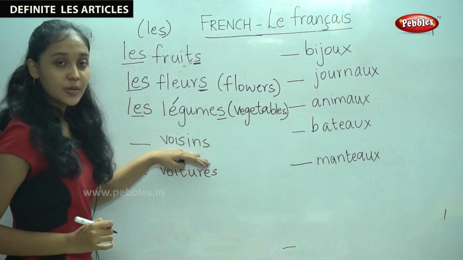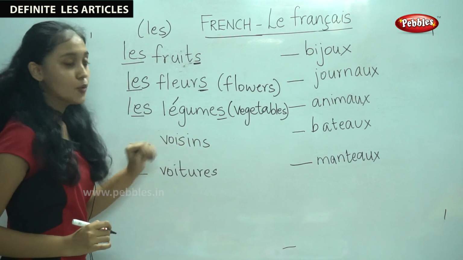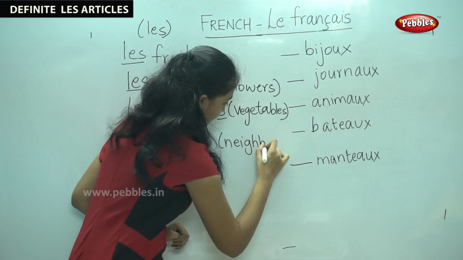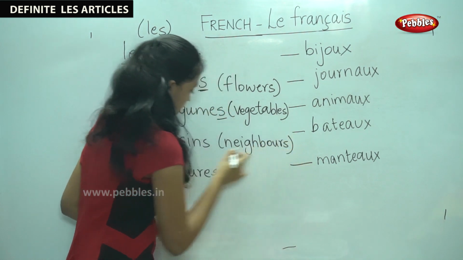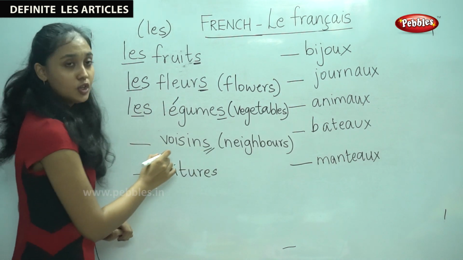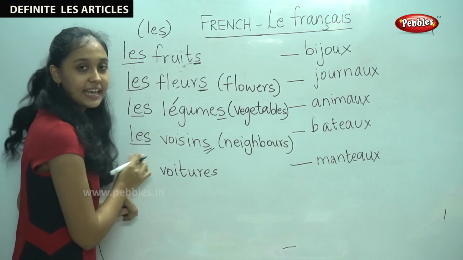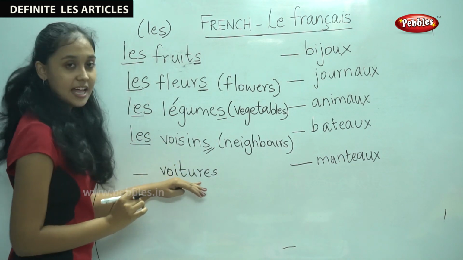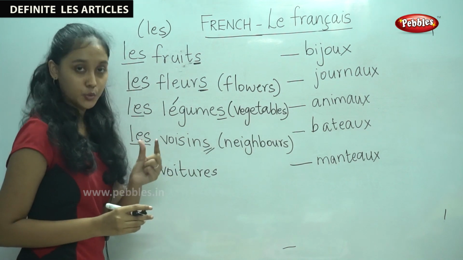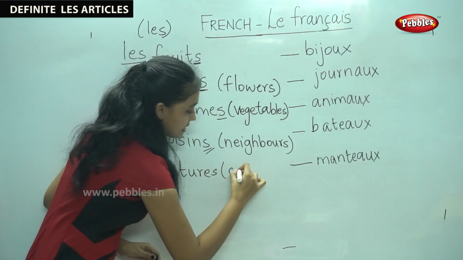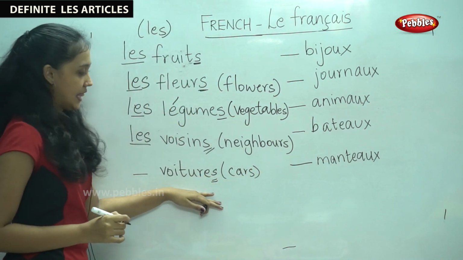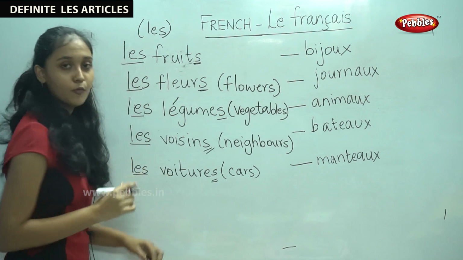Okay? The next one is voisin. Voisins means neighbors. The S at the end indicates that it is in the plural form. Therefore, we use les, les voisins. This word is voiture. See the pronunciation. Voitures means cars. Since there is an S, it is in the plural form. Therefore, we say les voitures.